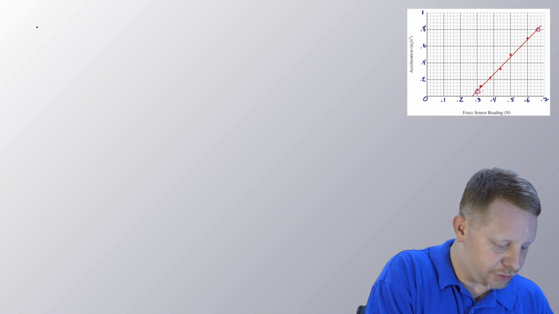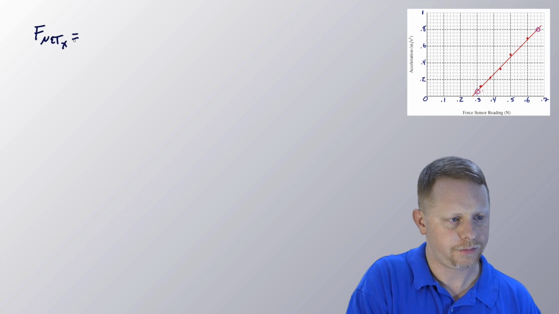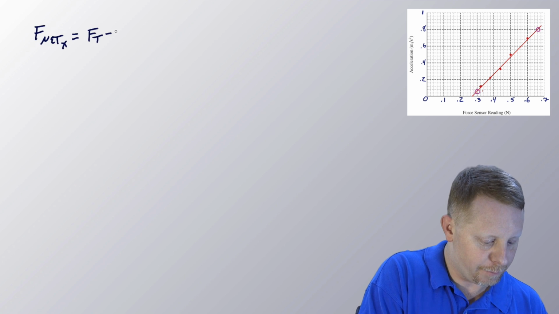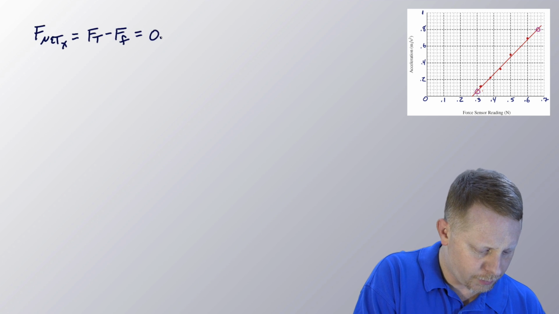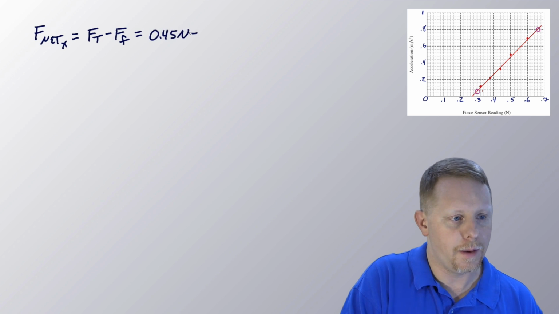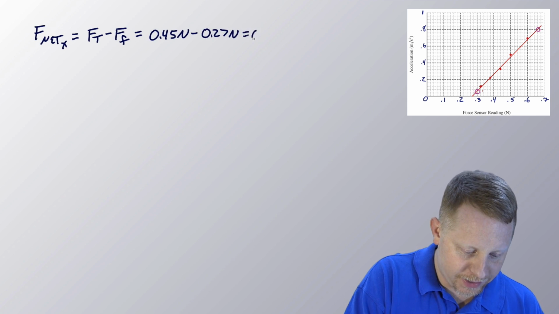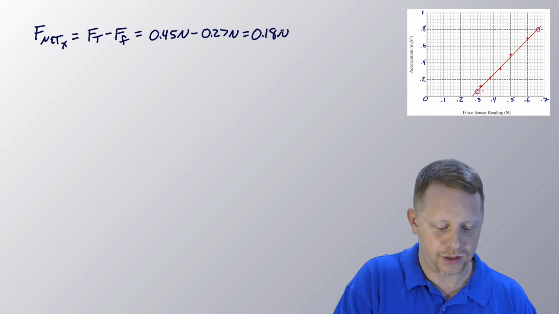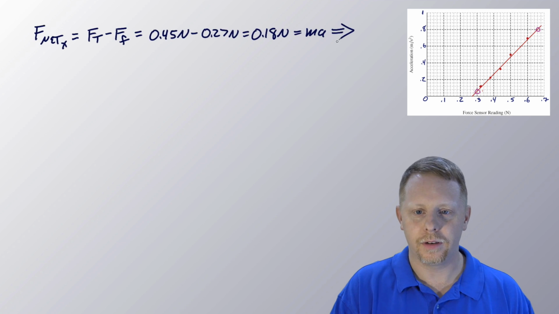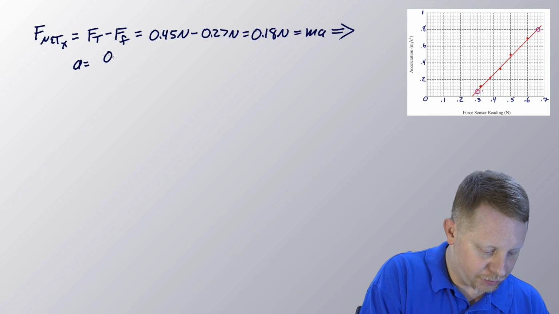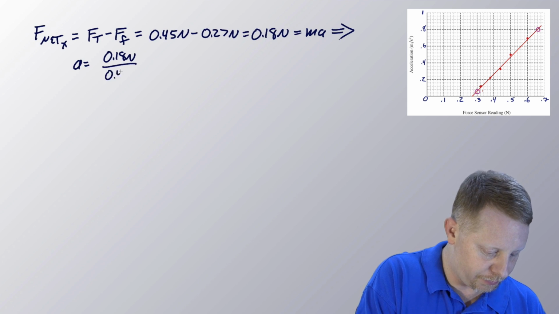All right, well, I would use Newton's second law and apply it, that the net force in the x direction is going to be the force of tension minus the force of friction, right from our free body diagram previously, which is 0.45 newtons minus 0.27 newtons, which comes out to be about 0.18 newtons, and that must be equal to our mass times our acceleration. Therefore, our acceleration must be 0.18 newtons divided by our mass, which we figured out previously was 0.49 kilograms.